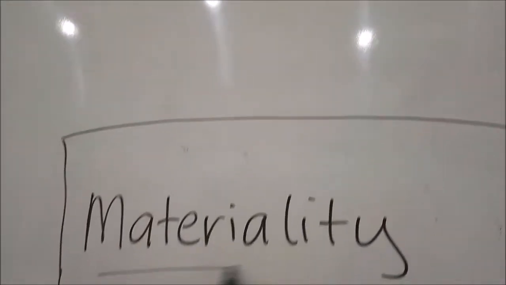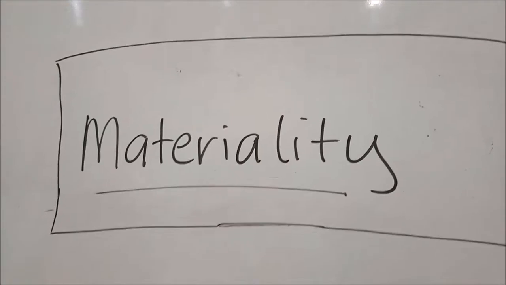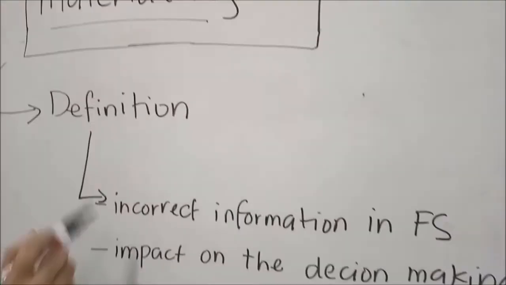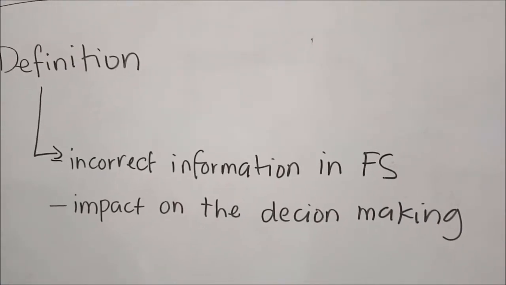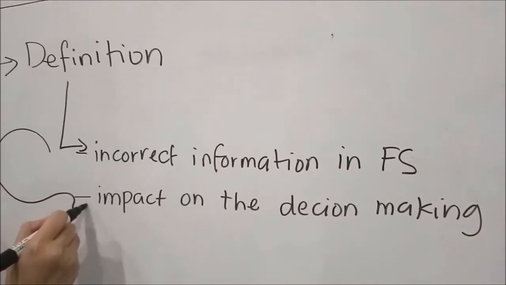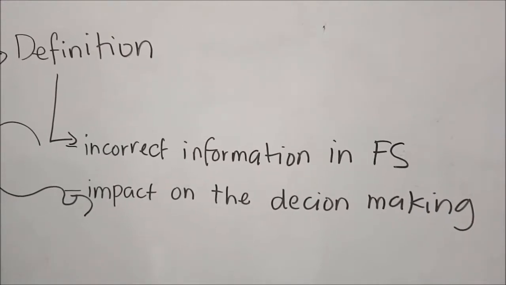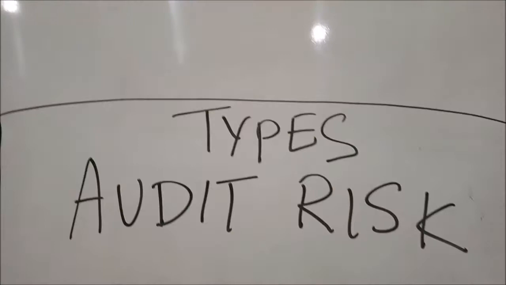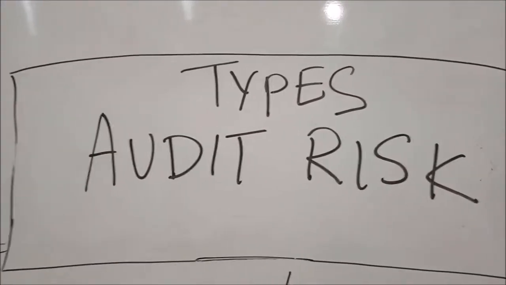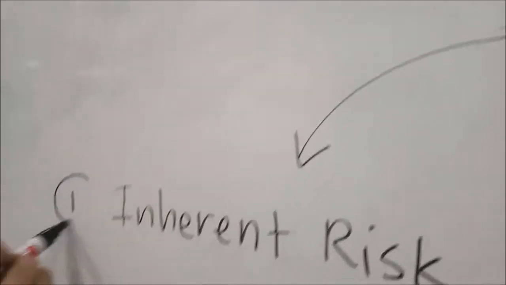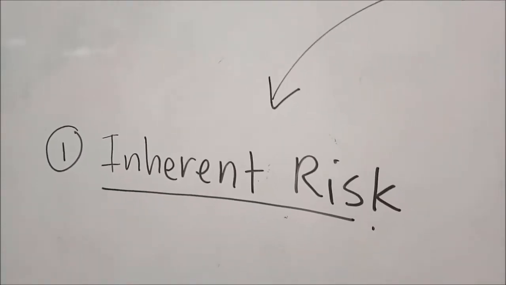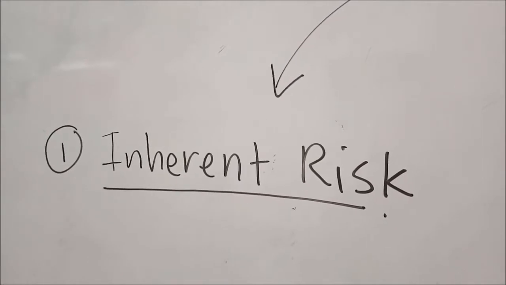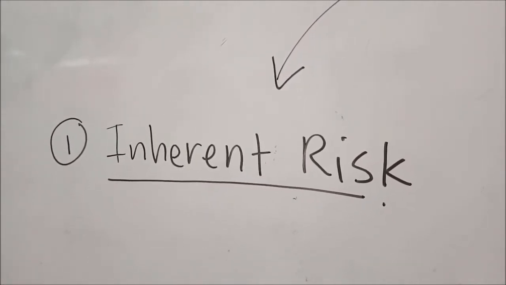Then we look into materiality. Materiality is a threshold above which missing or incorrect information in financial statements is considered to have an impact on the decision making of the users. There are three types of audit risk, and the first one is inherent risk. Inherent risk is a risk of a material misstatement in the financial statements arising due to error or omission as a result of factors other than failure of control.